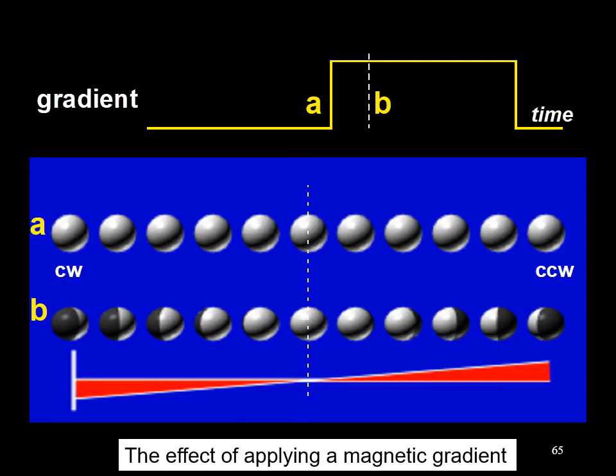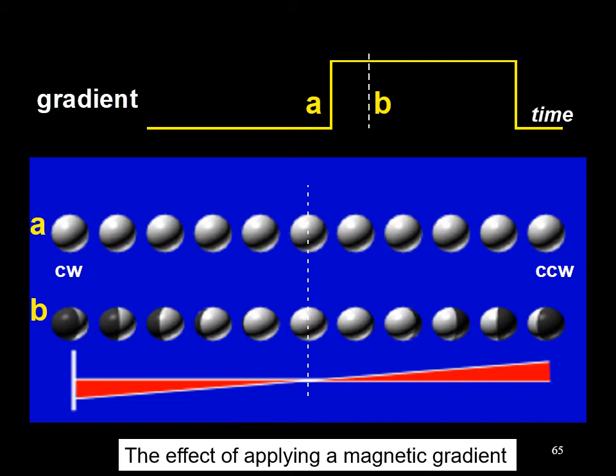I'm going to use this model of the black and white ball to illustrate the effect of the gradients on the orientation of these balls and their precessional frequencies. First, we're going to look at this in one dimension. In row A, we have all the balls lined up such that the white face of the ball is towards us and the black face of the ball is away from us. And we're going to examine everything in the rotating frame of reference of the ball in the middle of that row, which is the ball with the vertical dashed line through it.